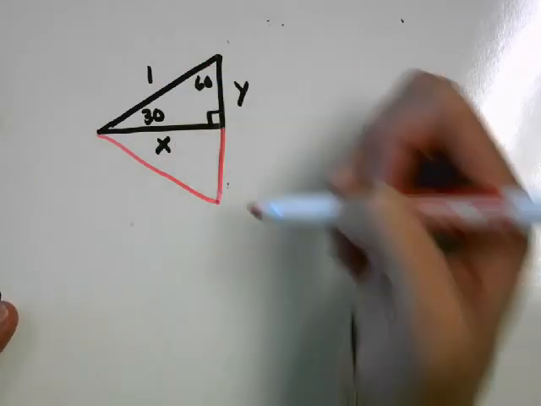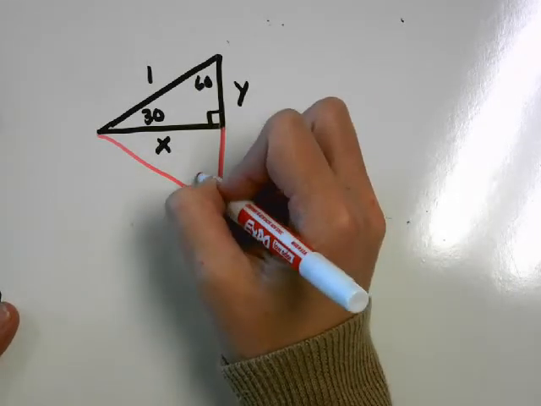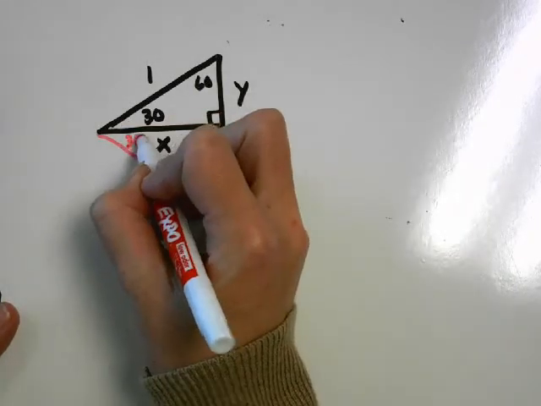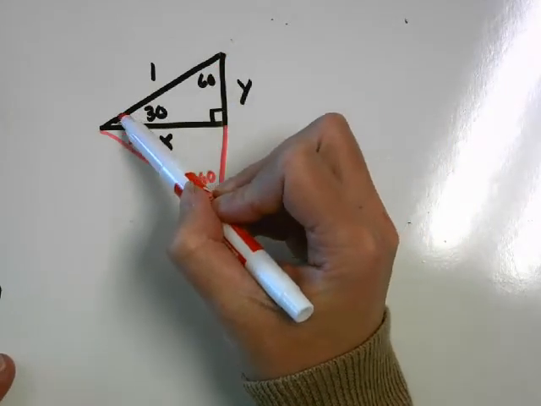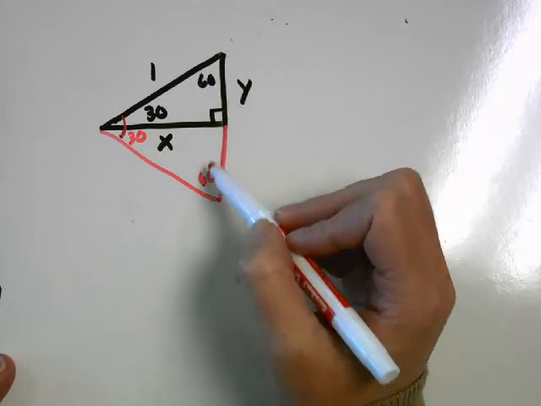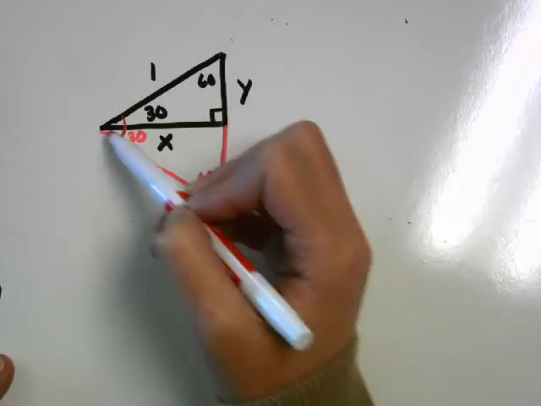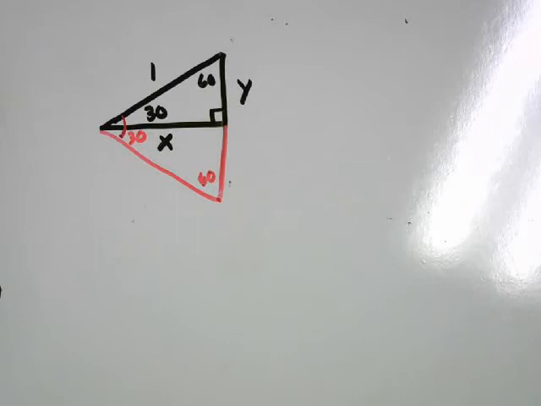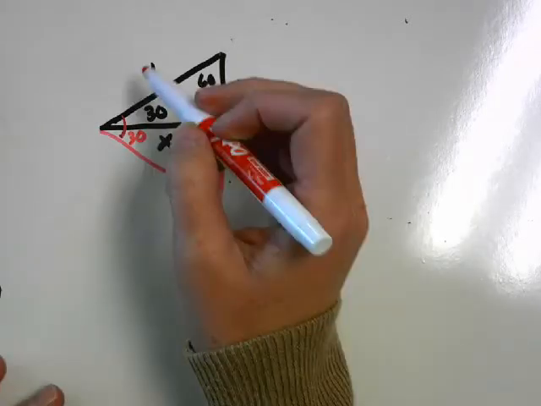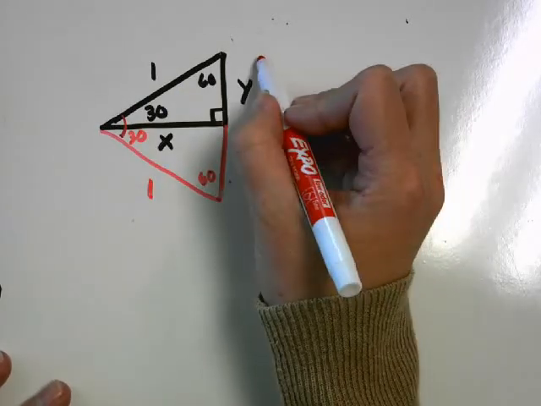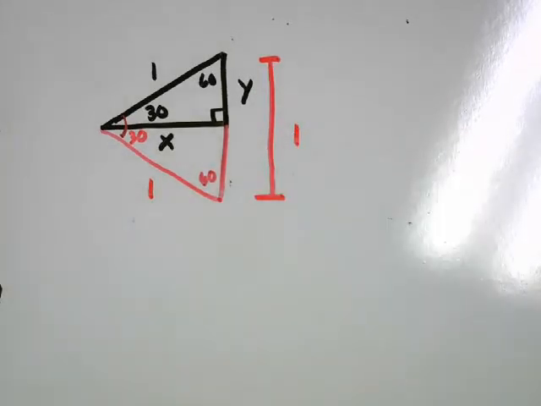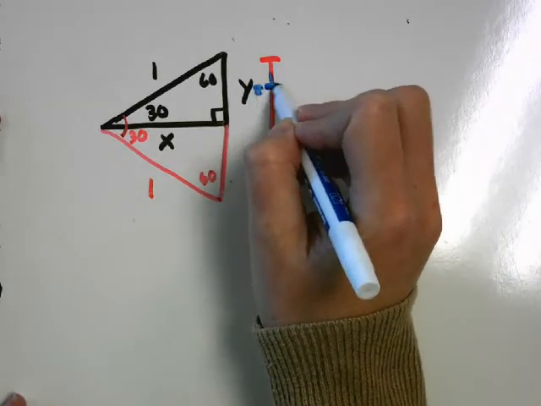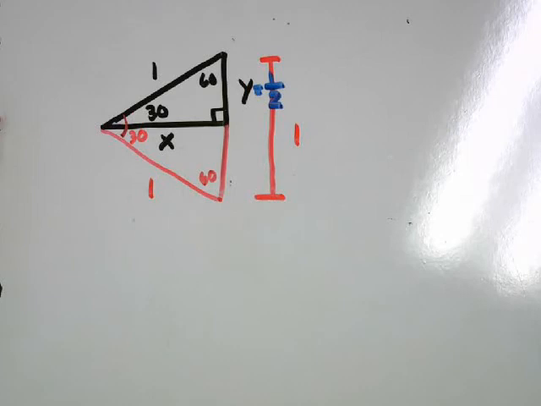What I'm going to do is mirror this over. So this is going to be 60, this is going to be 30. Well, this angle is 60, this combined angle is 60, this angle is 60. So this outside triangle is an equilateral triangle. So if this is 1, this is 1, and this is 1. Well, by that logic, that means my y is going to be 1/2.